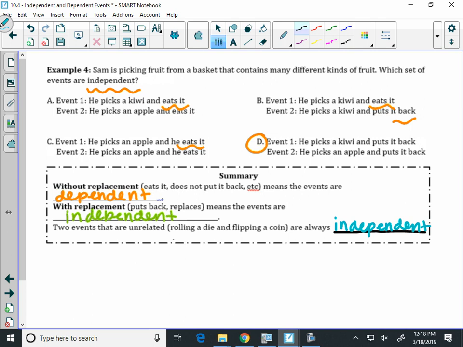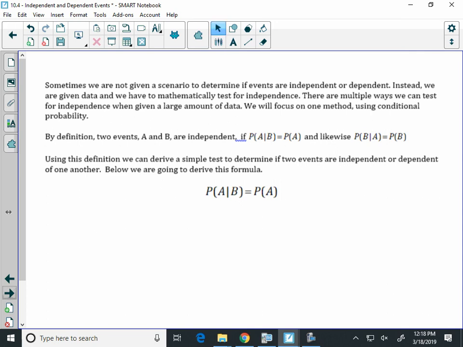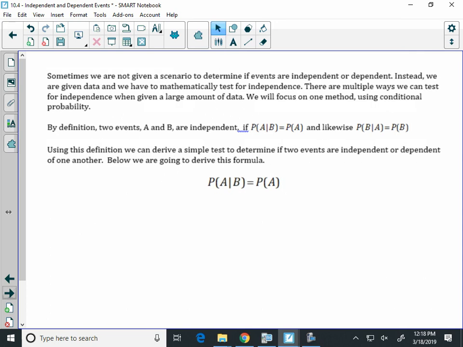You flip it over to the back. Okay? Sometimes we're not given a scenario like the front. And we can't tell based off the wording whether the events are independent or dependent. Okay? Instead, we're just given data, and we have to mathematically figure out if these events are independent or dependent. Okay? There are multiple ways we can test for independence. We're going to focus on one. And it comes from conditional probability.